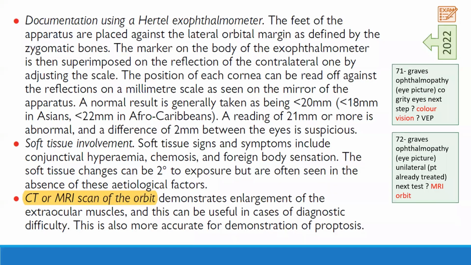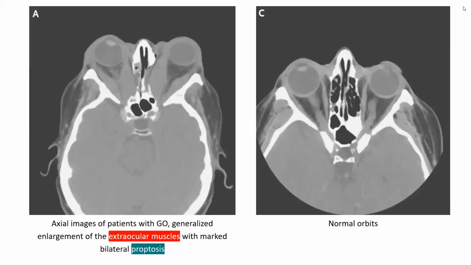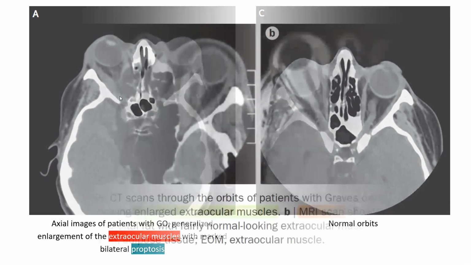Usually MRI orbit or CT orbit to identify other etiological causes, which may be cellulitis, or a specific pubic lesion, and so on. So MRI orbit is very important, and actually I took these slices from a website. This is a normal CT orbit. This is the extraocular muscle, and this is a normal extraocular muscle, and this is the hypertrophied extraocular muscle. Also this one has no proptosis, but in this image there is proptosis with hypertrophied extraocular muscle, and this may be presented in some exams.